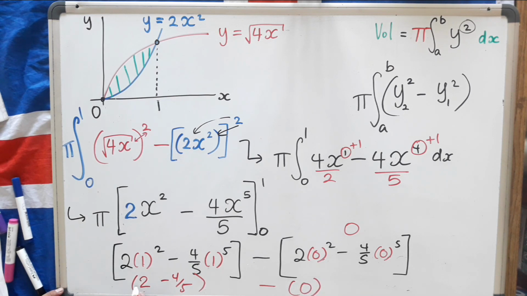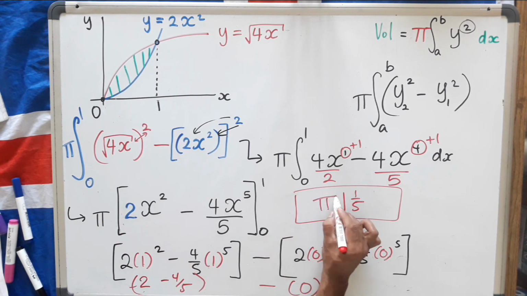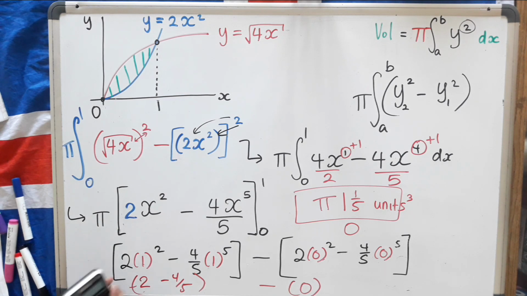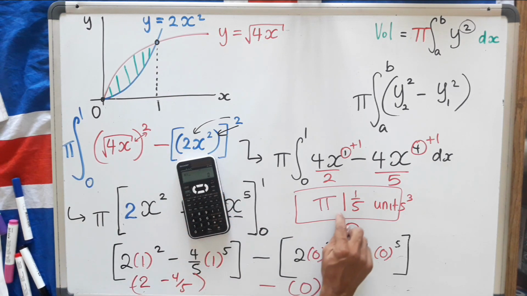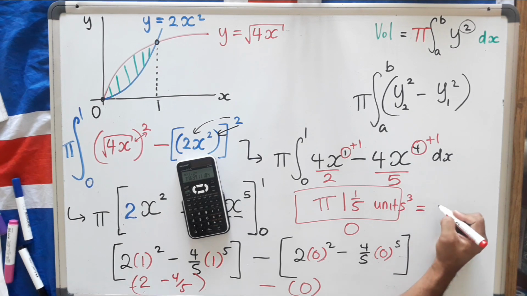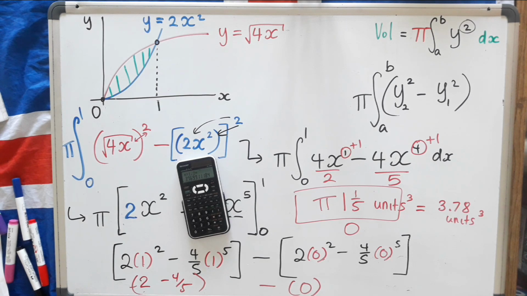2 minus 4/5 should be, well, I'm running out of space here. 2 minus 4/5 is 1 and 1/5. Okay? And we still have to multiply that answer by pi. Units cubed. Or you could just take the calculator and say pi multiplied by 1.2, because 1 and 1/5 is the same thing as 1.2. And you should all get 3.78 units cubed.